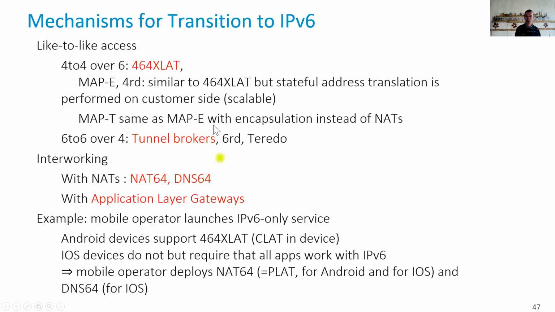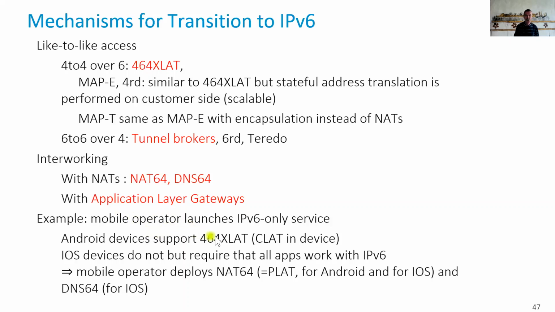Those other elements are the converse problem. If we have only v6 access and the rest of the world is not entirely v6, then we do this. This can be complemented with proxies, application layer gateways, that are either on the customer side or on the server side. This is typically done in enterprise networks.